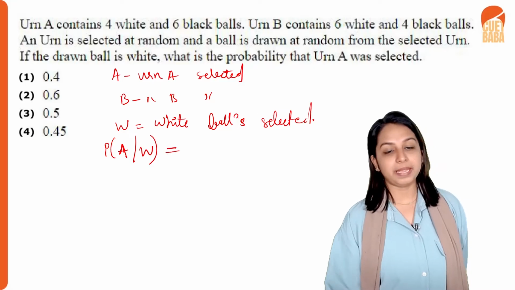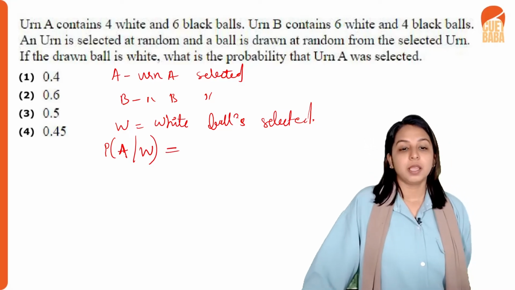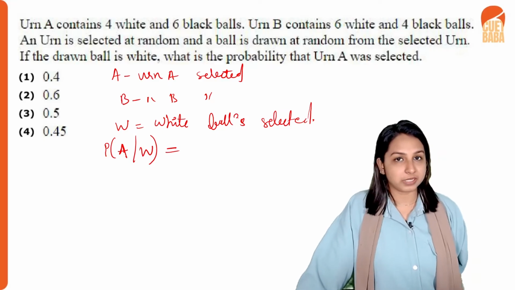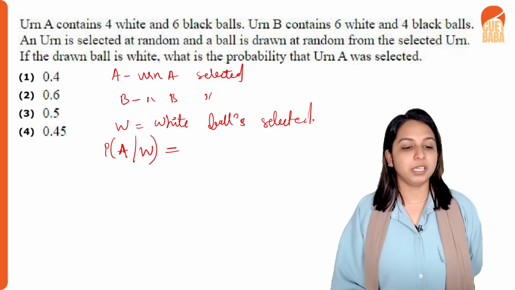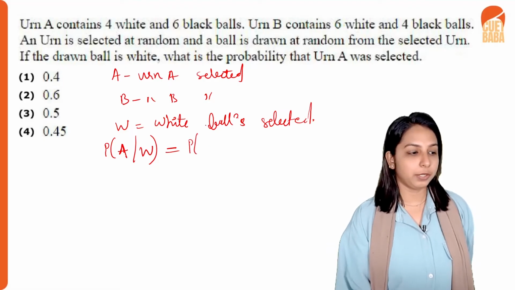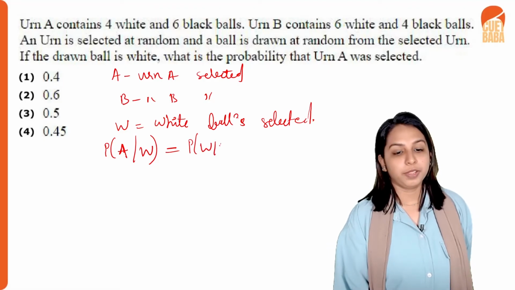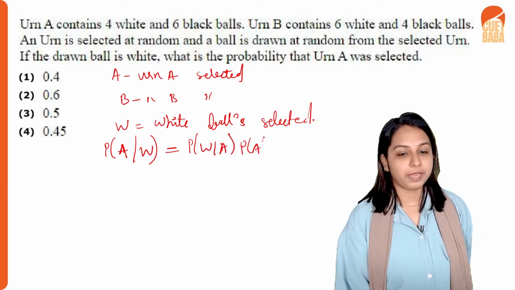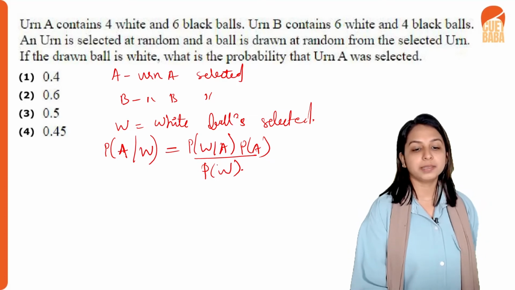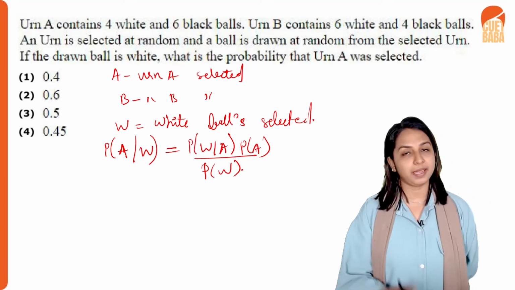So using Bayes' theorem we can prove this. This is a question using Bayes' theorem. We have already learned the equation for Bayes' theorem. So here we can split this as probability of A given W will be probability of W given A into probability of A divided by probability of W. So we have to find out what these terms are and substitute in this, and directly we will get the answer.